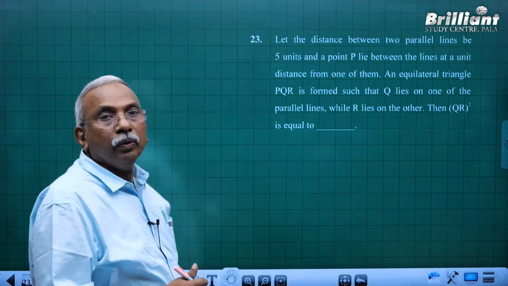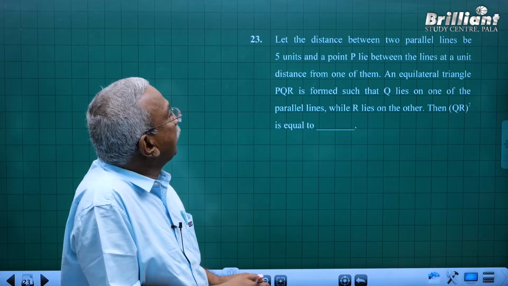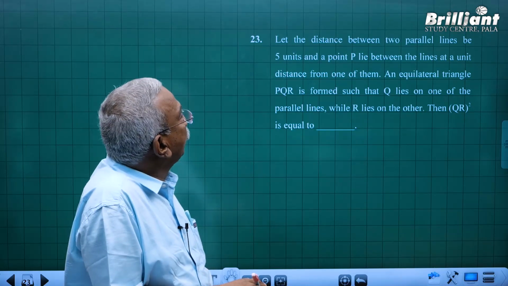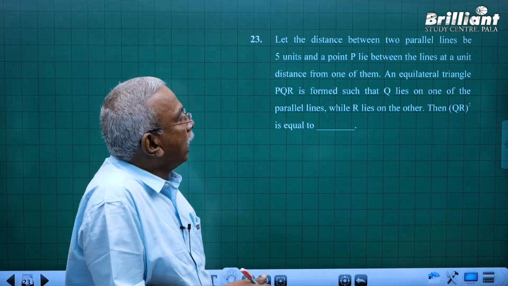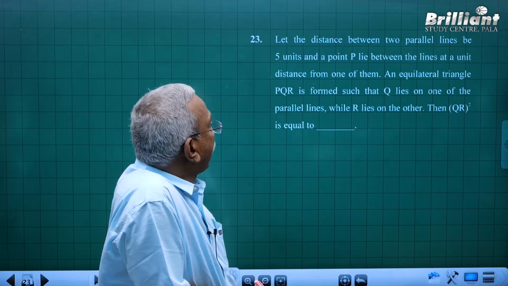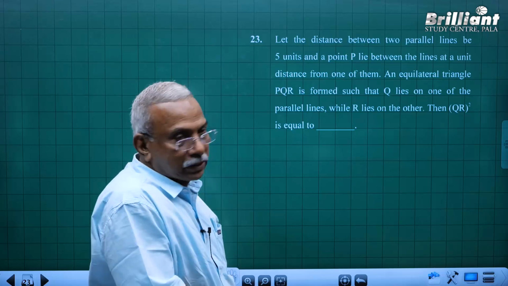Okay. Now, question number 23. Let the distance between two parallel lines be 5 units and a point P lie between the lines at a unit distance from one of them. An equilateral triangle PQR is formed such that Q lies on one of the parallel lines while R lies on the other. Then QR squared is.